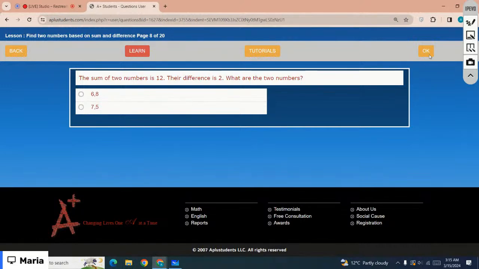Seven and 5 it is, right? When you add them, they make 12, and when you subtract them, they make 2. Okay, you can complete the lesson by yourself later today. Let me just move on to the next lesson.